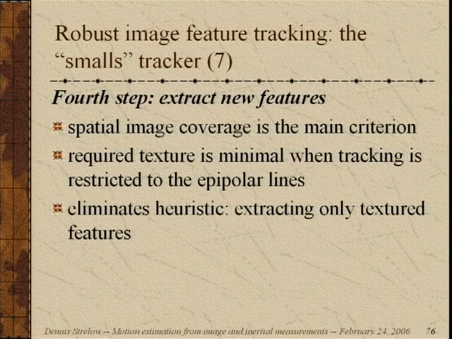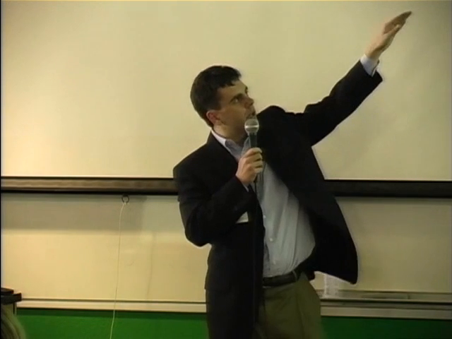Okay, and then extract new features. Typically what trackers do is they try to extract new features in textured areas on the assumption that those are the features you're going to be able to track. Now what we found when we constrain the tracking just to the epipolar lines is that we can track almost anything. Even a very weakly textured point, or say a point that may be on a line perpendicular to the epipolar line, we can track without too much difficulty. So we get rid of the heuristic that demands texture. We replace it with one that says, give us as much coverage as you can in the image.